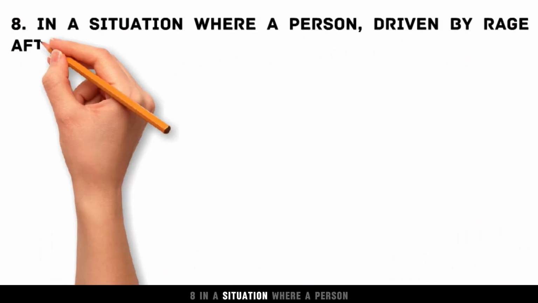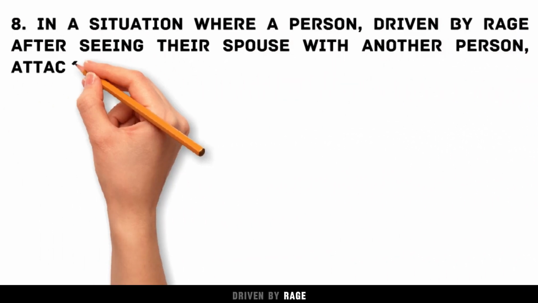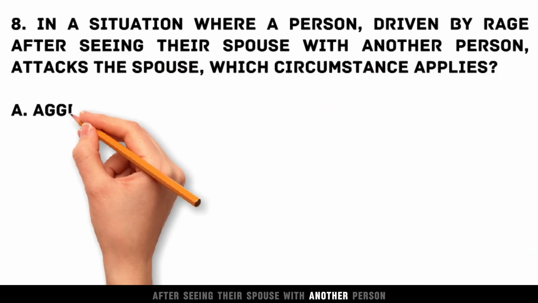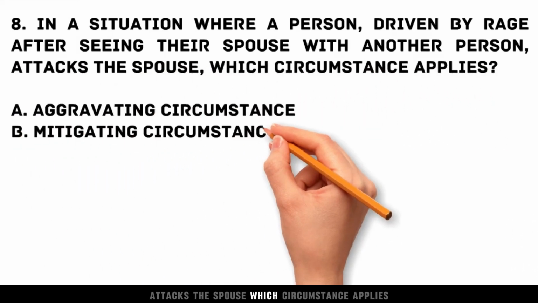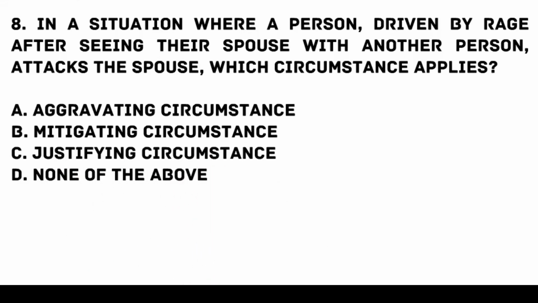8. In a situation where a person, driven by rage after seeing their spouse with another person, attacks the spouse, which circumstance applies? A. Aggravating circumstance. B. Mitigating circumstance. C. Justifying circumstance. D. None of the above.